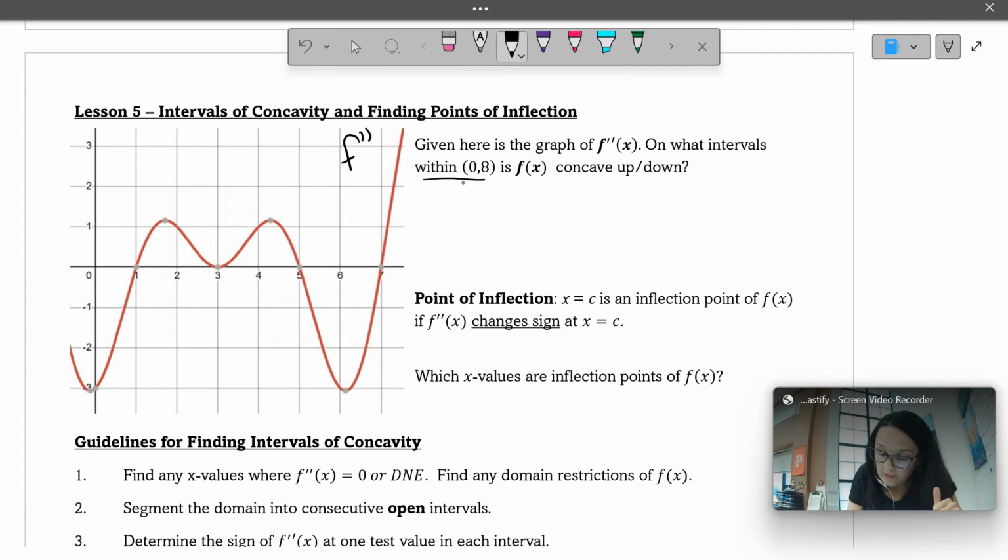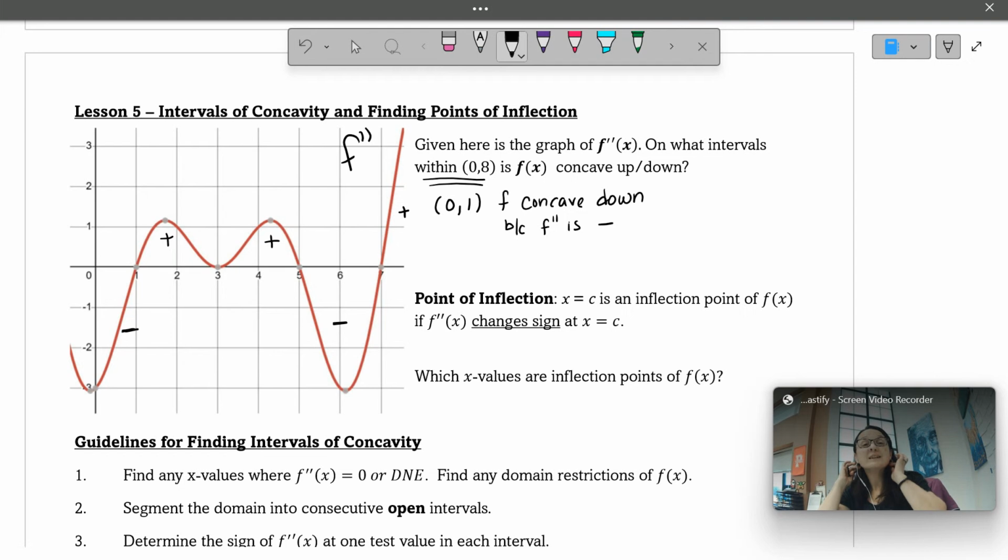So within the interval from 0 to 8, f double prime is negative from 0 to 1. It is positive from 1 to 3. It is positive from 3 to 5. It is negative from 5 to 7. And from 7 to 8, it's going to be positive again. So from 0 to 1, f is concave down because f double prime is negative.